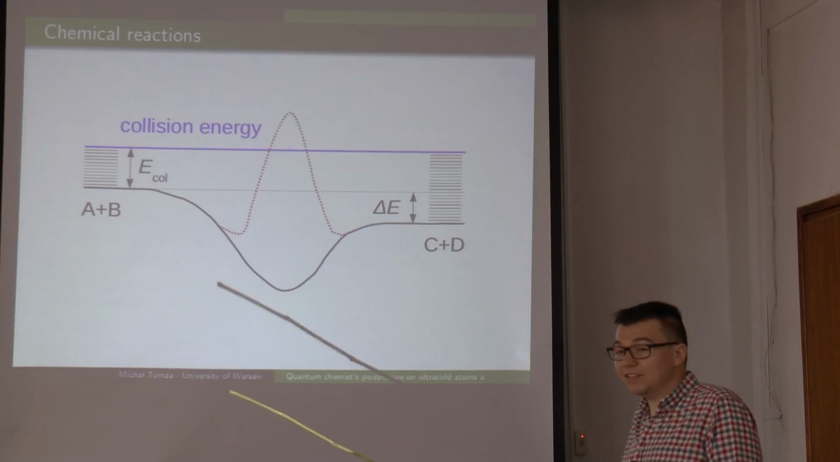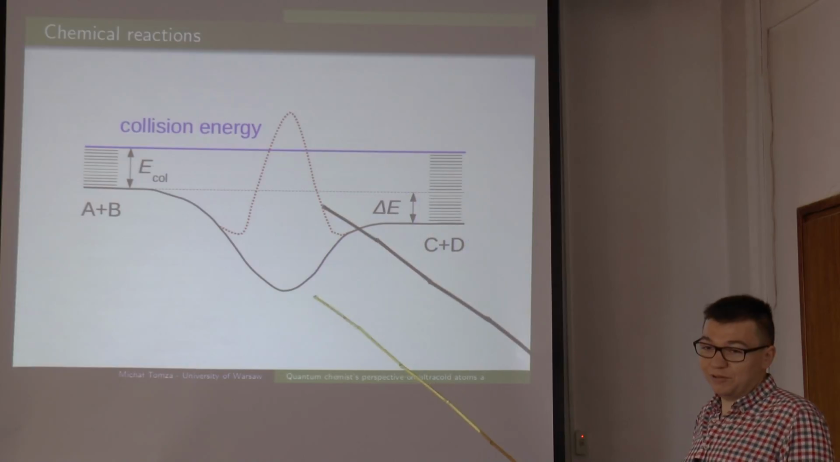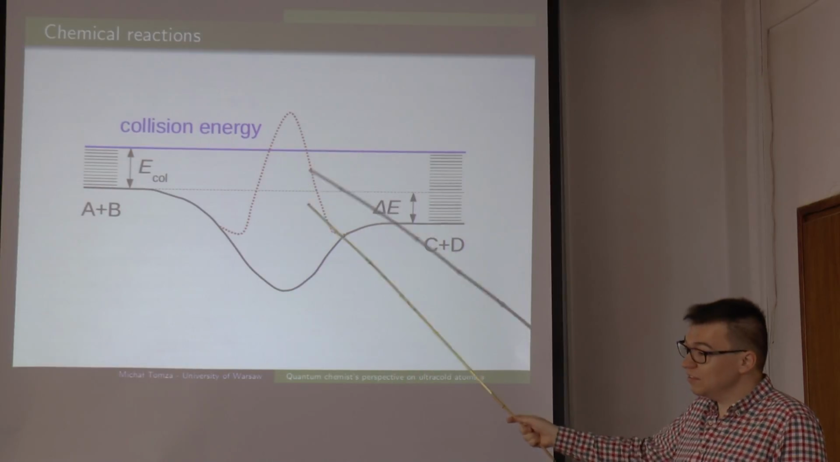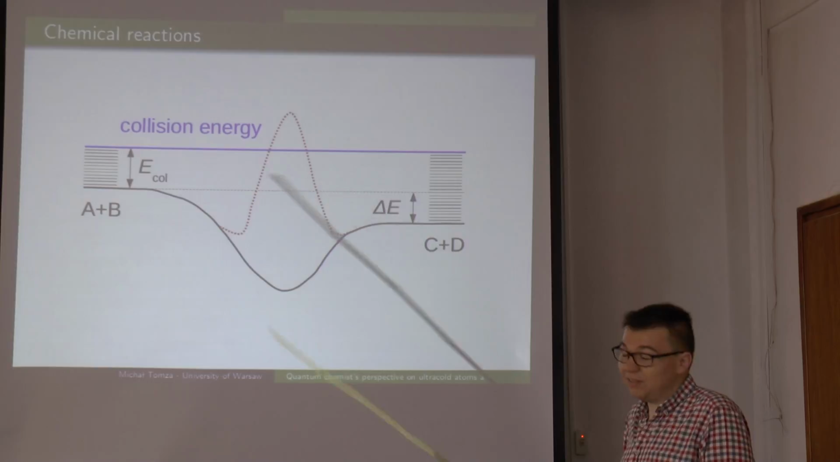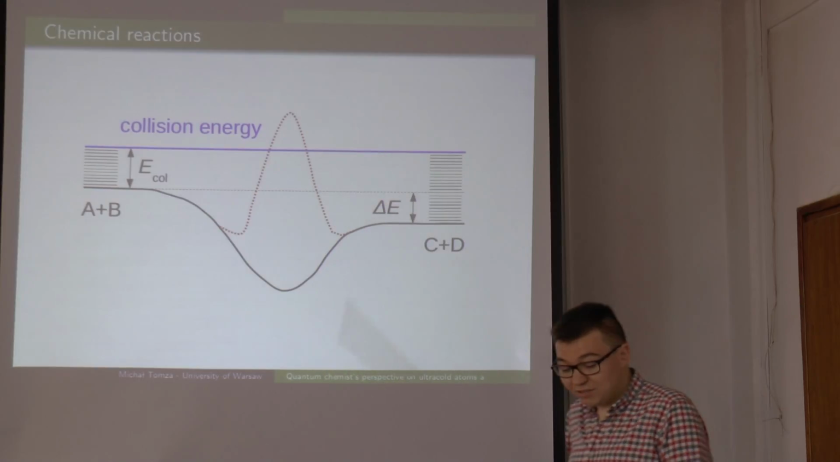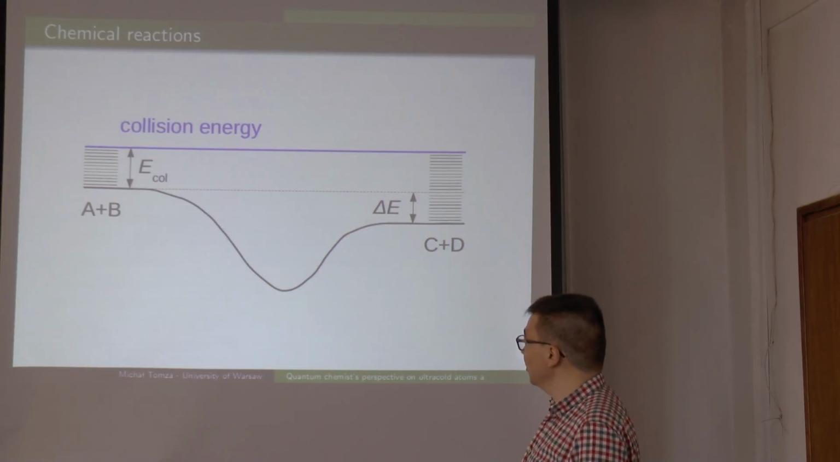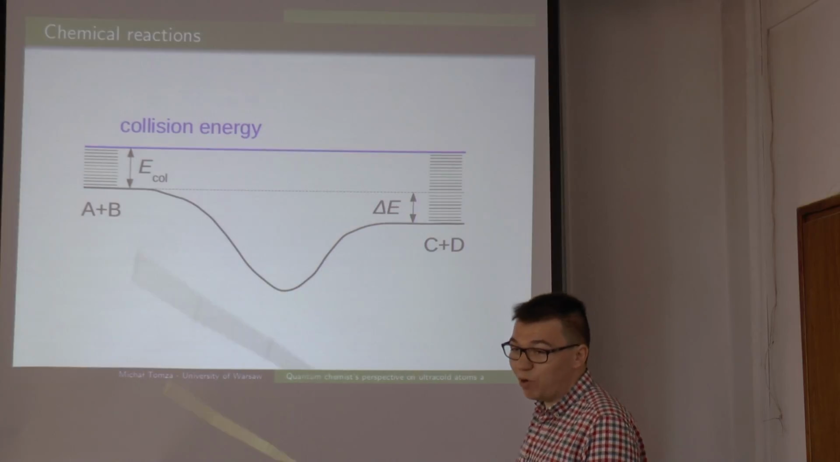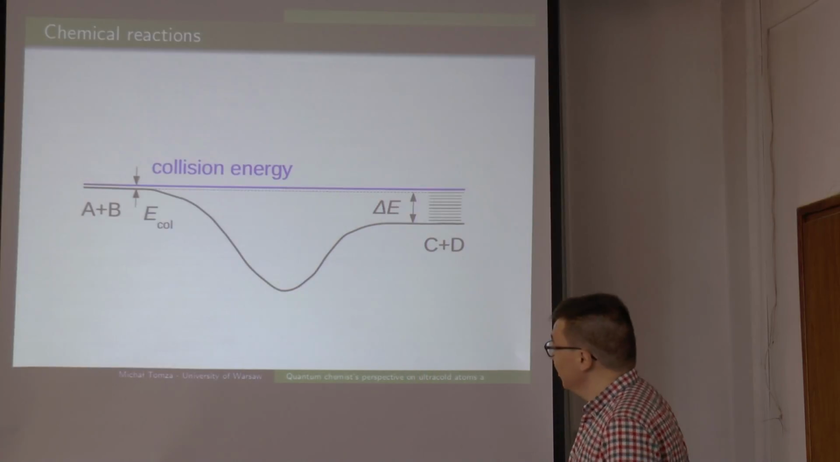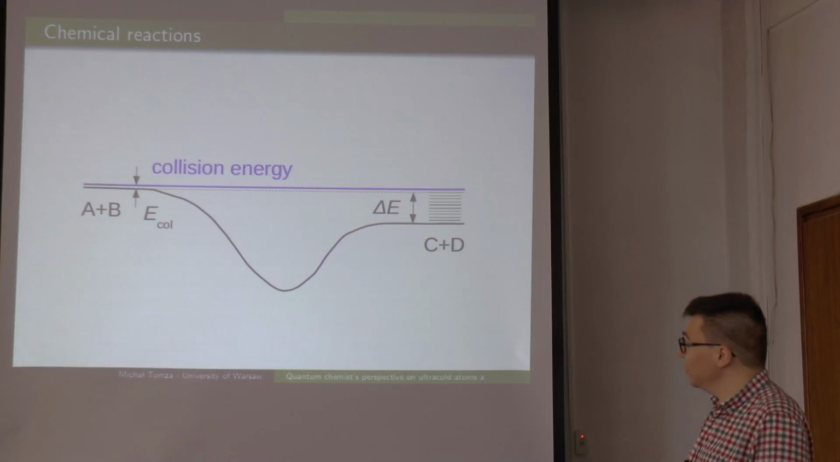Some quantum effects can come when there are some barriers for the reactions, because then of course tunneling is needed. This is more of a quantum effect, but in principle, it's not general. So how to add some quantum to chemical reactions? This is what we are doing in the ultracold community.